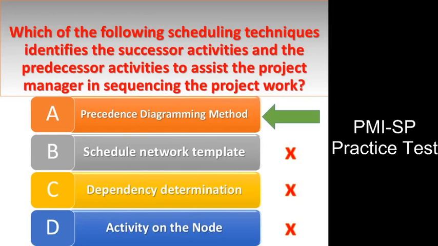Answer option B is incorrect. The schedule network template is a tool that uses a previous project network diagram as a base for the current project network diagram. Answer option D is incorrect. Activity on the node places activities on circles within a network diagram. It is an example of the precedence diagramming method.